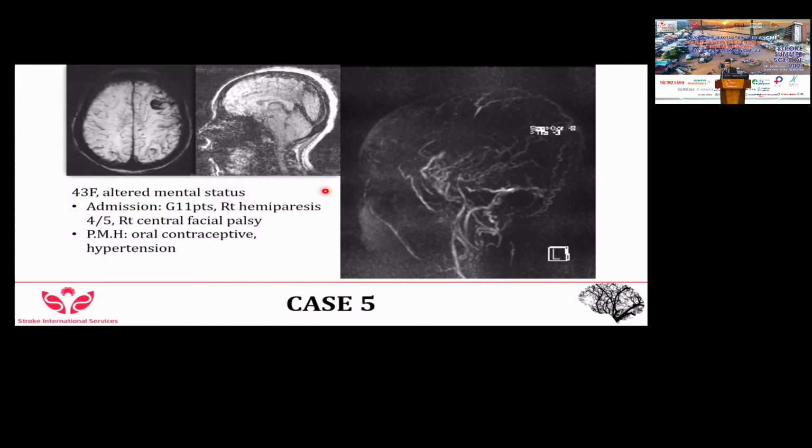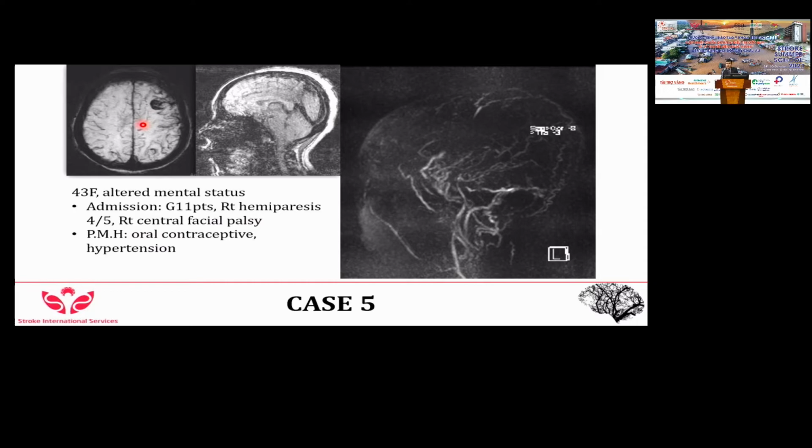And we talk about the last case. This case is a 43-year-old female patient, who came to the hospital for altered mental status with a Glasgow scale around 11, with right hemiparesis 4/5, and central facial palsy on the right side, with past medical history of oral contraceptive use and hypertension.